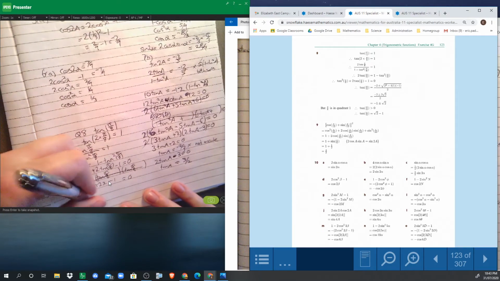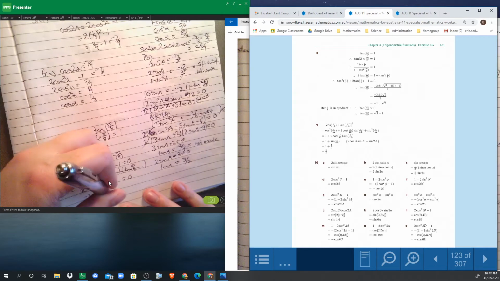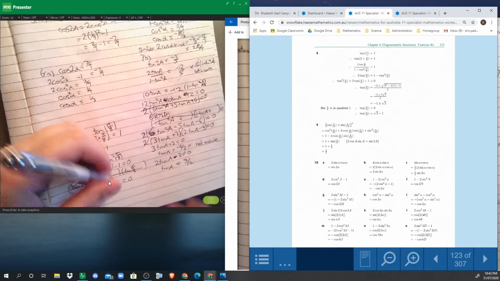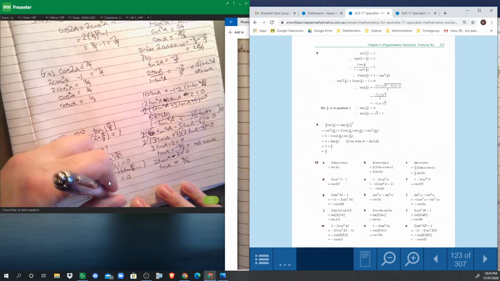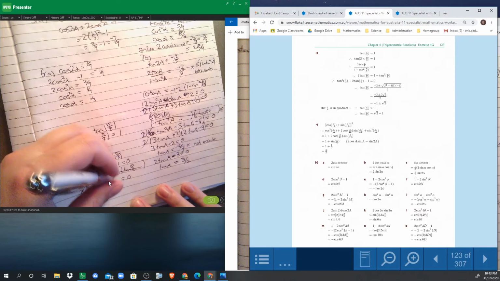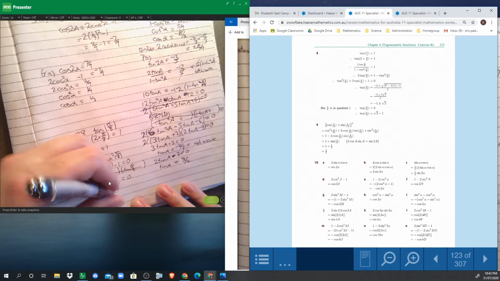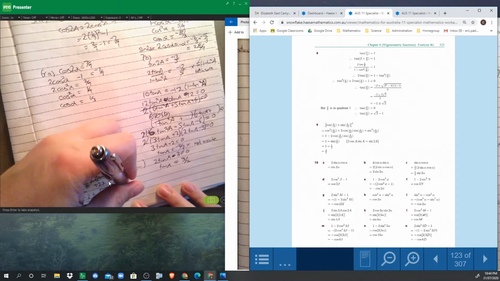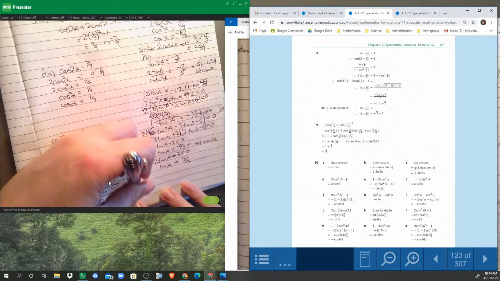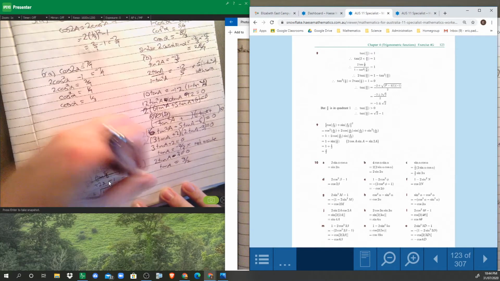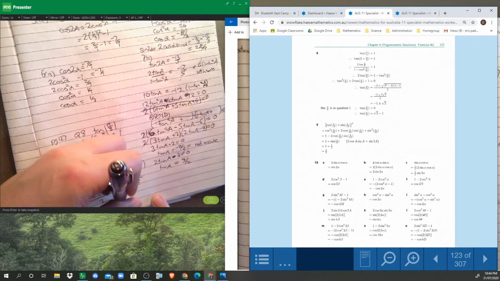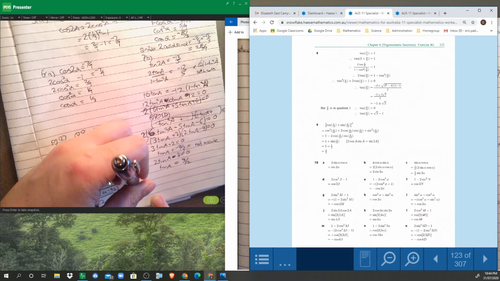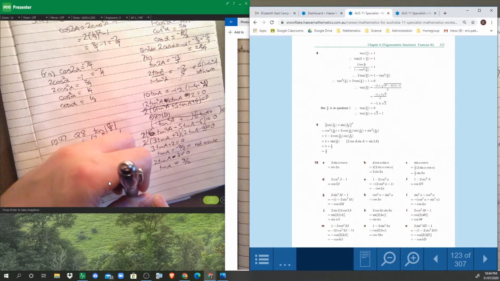Minus b plus or minus the square root of b squared minus 4ac, for ac I should say, over 2a. So that's actually minus 2 plus or minus the square root of 4 minus 4 times minus 1. So that actually becomes root 8, which can be reduced. Root 8 can be written as 2 root 2. Divided by 2 is root 2.